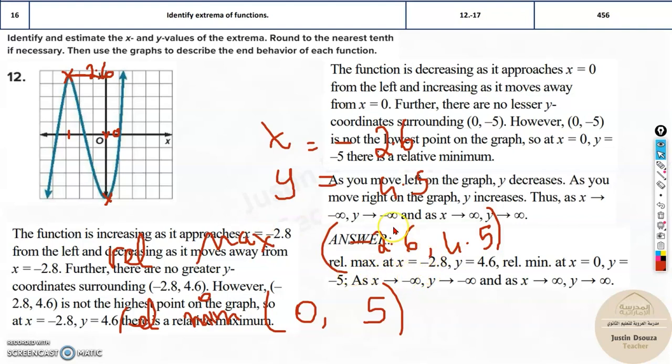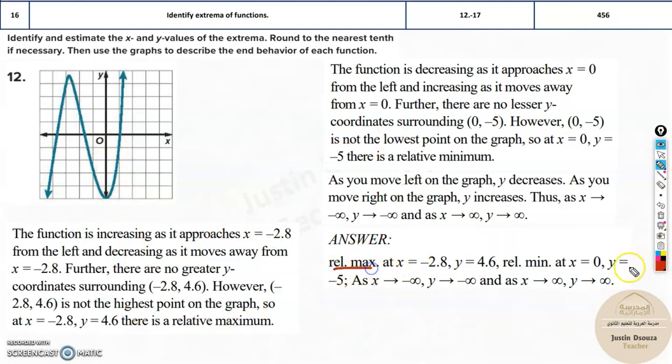You can see the final answer. It's minus 2.8, not 2.6, and it is 4.6. Mine is not accurate because I didn't do it accurately. Look over here. The relative maximum is (-2.8, 4.6). What about the minimum? It was 0, and I'm so sorry I've written plus 5. It's minus 5, down. At 0, 1, 2, 3, 4, 5, minus 5. So these are the relative maximum and relative minimum. Very simple. Now what about the end behavior? End behavior means where does the graph go at the ends?